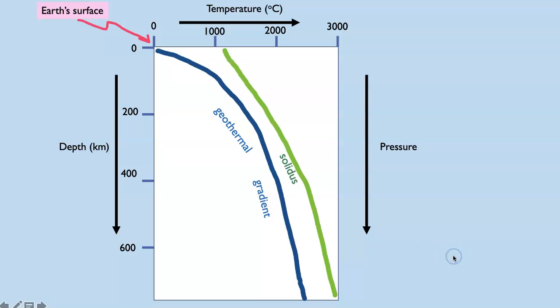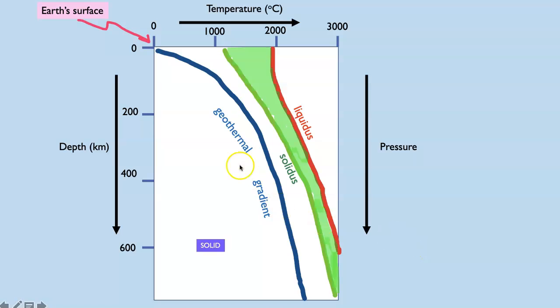This line here is the solidus. That is, again, the pressure temperature conditions at which a rock would melt. This one is the liquidus. That's the temperature pressure conditions at which the rock would completely melt. So this green region right here is where you would have both liquid and solid rock. So down here, a rock would be solid. Up here, in this region to the right of the red line, a rock would be liquid. It would be melted. And then in this green region, it would be both.